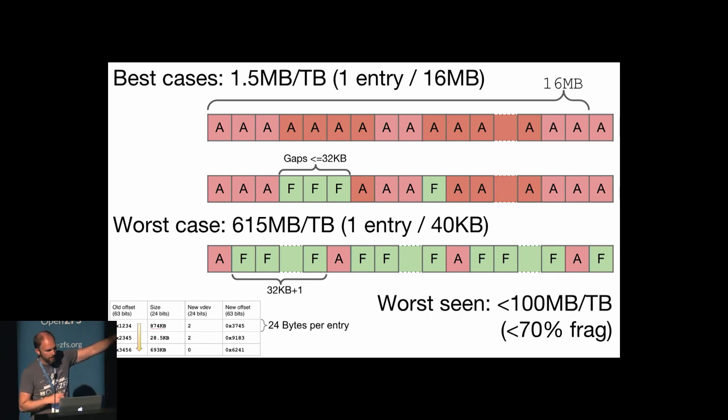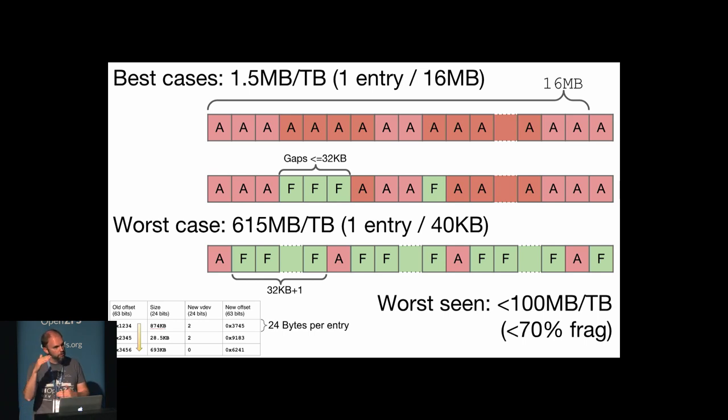This is a terabyte of space in the disk, not allocated space. The allocated space would be much less. It would be 1/8 or whatever of that, because only one out of every 16 is actually allocated. But the worst that we've actually seen in practice is about 100 megabytes per terabyte.